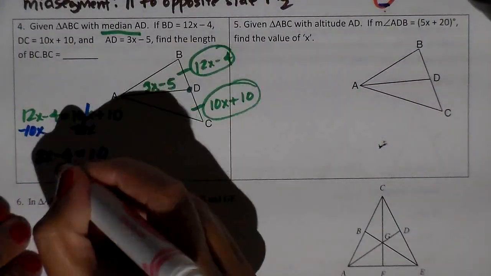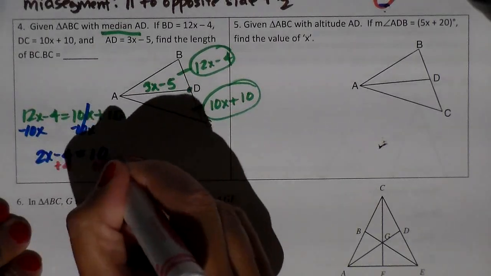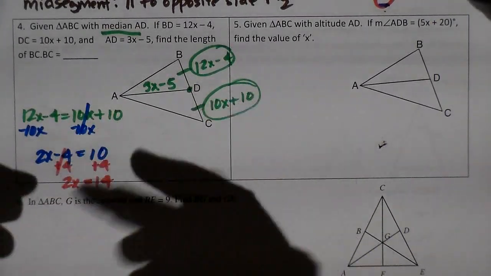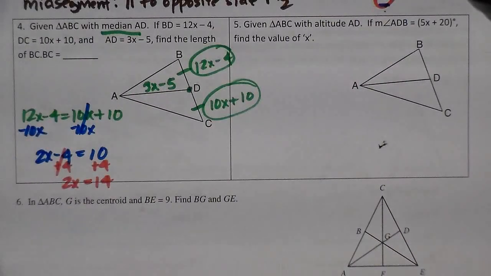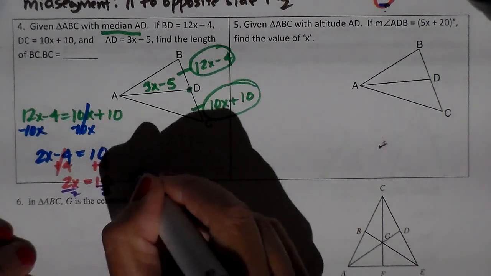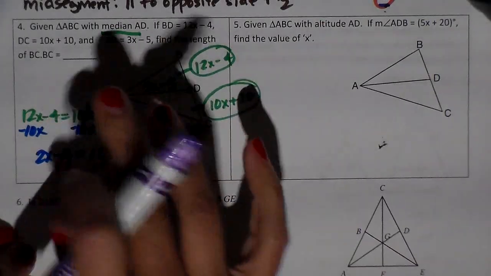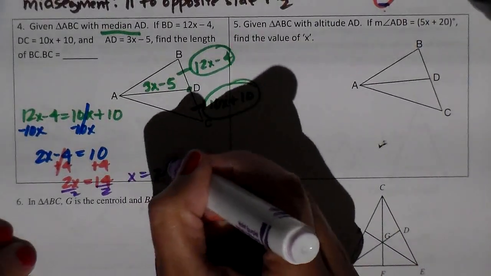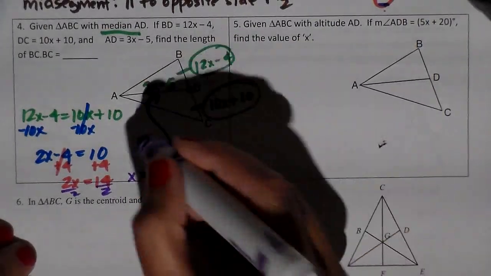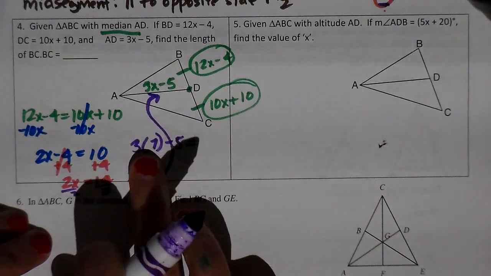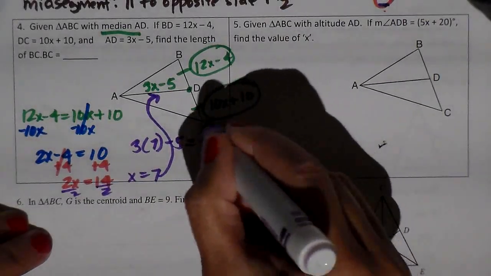And let's do the constants and get them on one side. So I'm going to add the 4. So 2x equals 14. And then I'm going to divide both sides by 2. So x is equal to 7. Now, since I now know x, because I knew these two were equal, what can I do with this? Plug it in. So 3 times 7 minus 5 is 21 minus 5, which is 16.